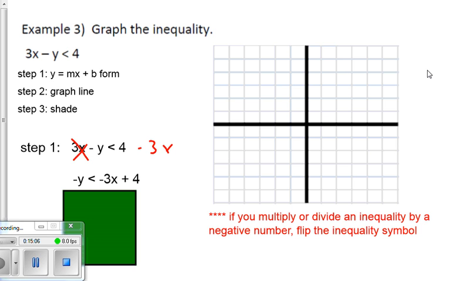From there, we have to get y positive. We want y all alone and we want it positive. So we have to either, two ways of thinking about it, divide by negative 1 or think of it as multiplying by negative 1. They both do the same thing. In either case, all you're doing is changing the signs. All the positives become negative, all the negatives become positive.